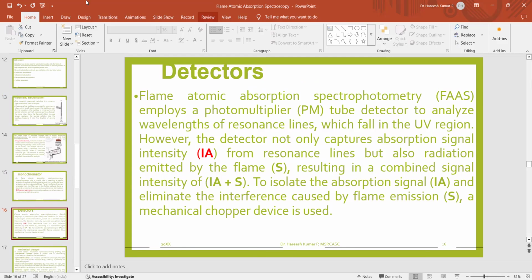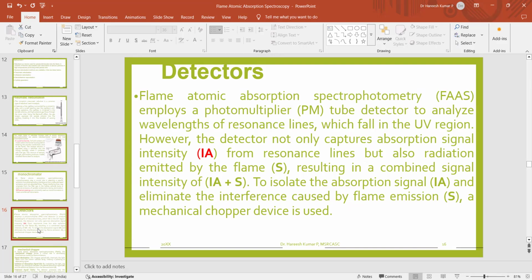Detectors. Flame atomic absorption spectroscopy employs a photomultiplier tube detector to analyze the wavelength of the resonance line, which falls in the UV region. However, the detector not only captures the absorption signal intensity from the resonance line but also radiation emitted by the flame, resulting in a combined signal intensity. To isolate the absorption signal and eliminate the interference caused by the flame emission, a mechanical chopper device is used.